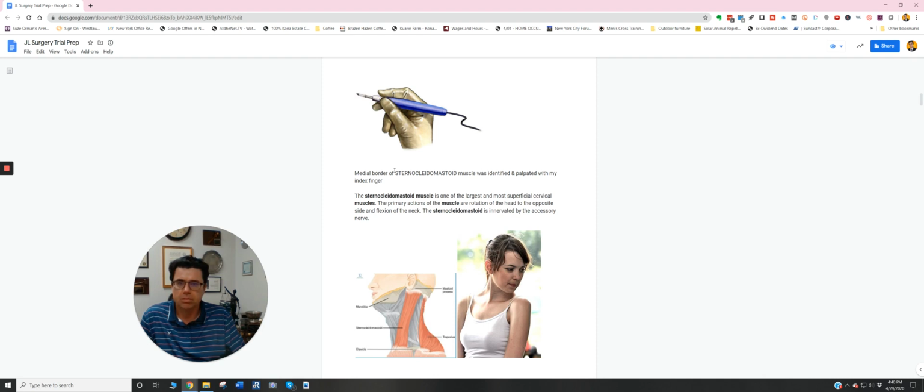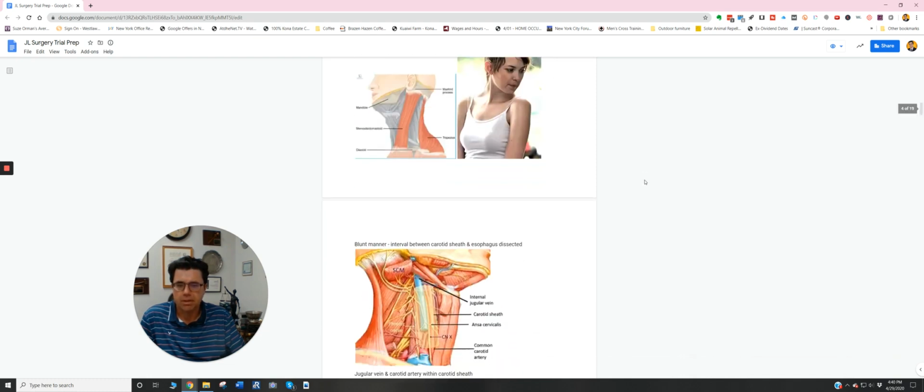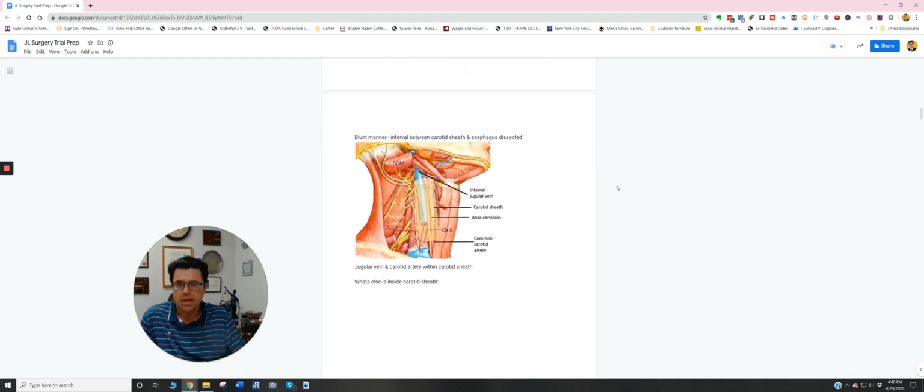Then basically the medial border of the sternocleidomastoid muscle was identified and palpated with his index finger. So he found this muscle, and you can see this is the muscle. It's the one that juts out, like in the picture to the right of the lady. It's the one that juts out right here. And you can see the muscle here as well on the left, sternocleidomastoid muscle. So yeah, he found that muscle, and then he had to go between the interval between the carotid sheath and the esophagus, and he had to dissect that interval. So he had to cut through there.